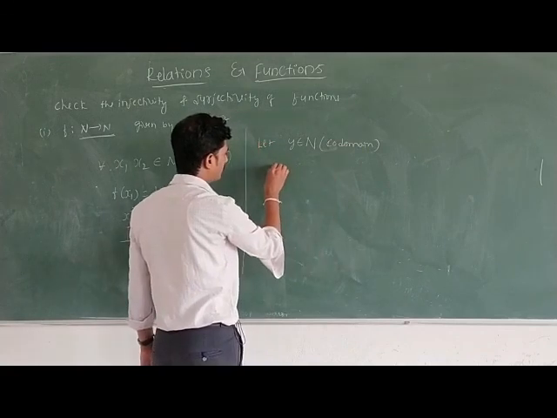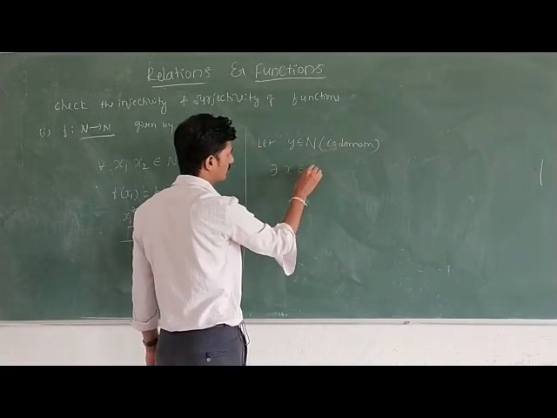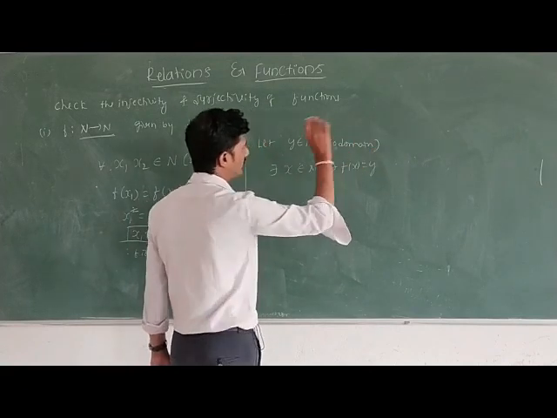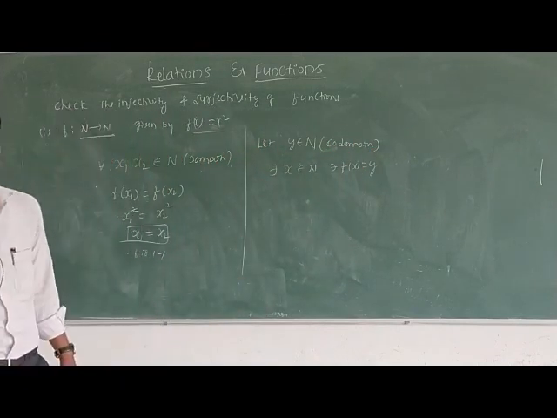Then there exists an x belongs to domain such that f of x is equal to y. Such that f of x is equal to y is the definition of the onto function.